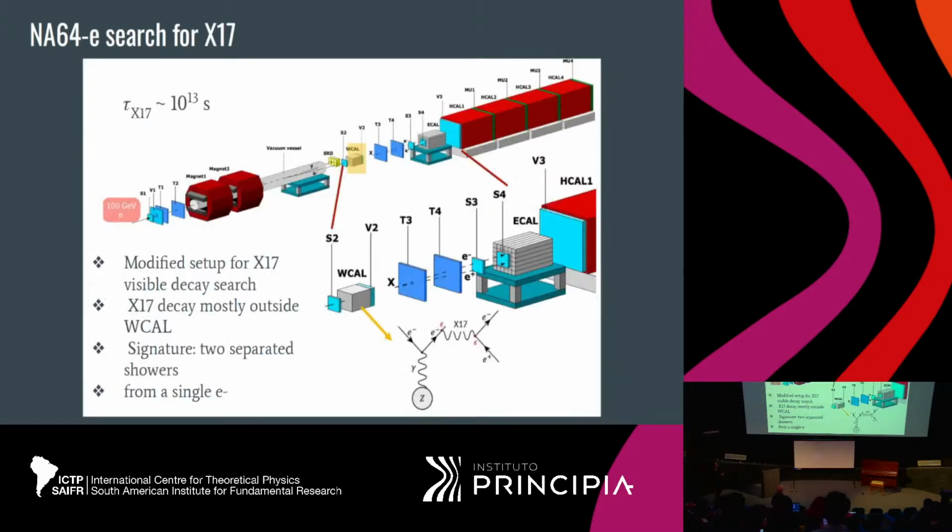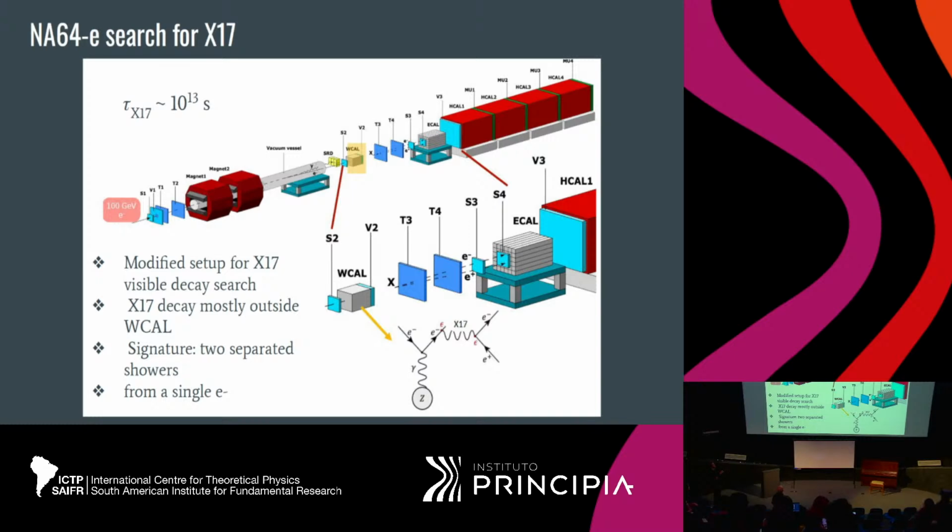Okay, so this was the part regarding the invisible searches of NA64, but NA64 already also did some searches for visible decays of dark photons, and in particular searching for the X17 particle, so the same X17 that could explain the anomaly for the atomic experiment that was searched for by PADME and so on. To search for this kind of particle, which in the parameter space of interest has a very short lifetime, the setup was slightly changed.